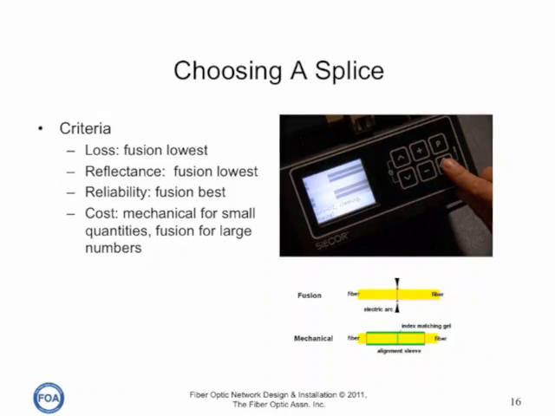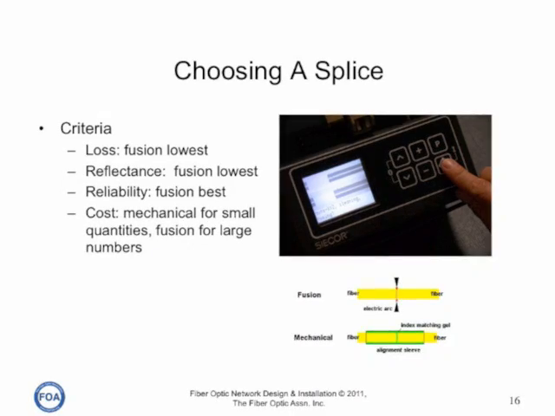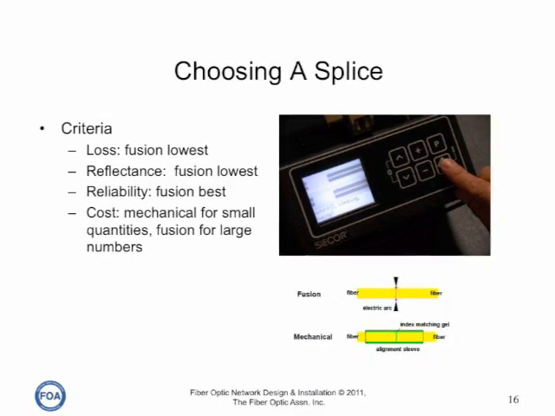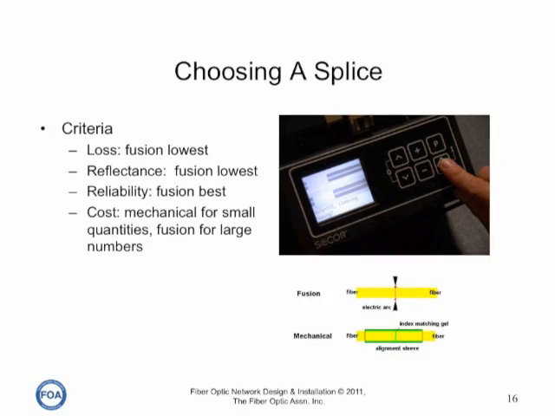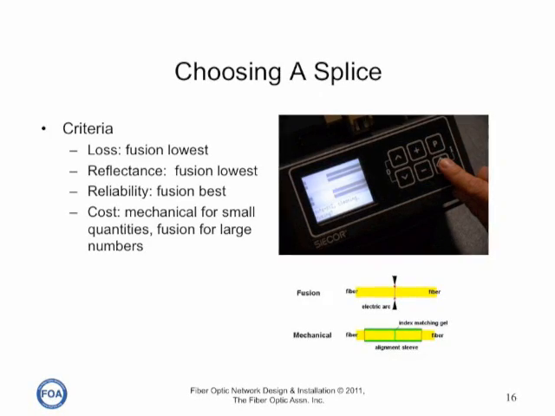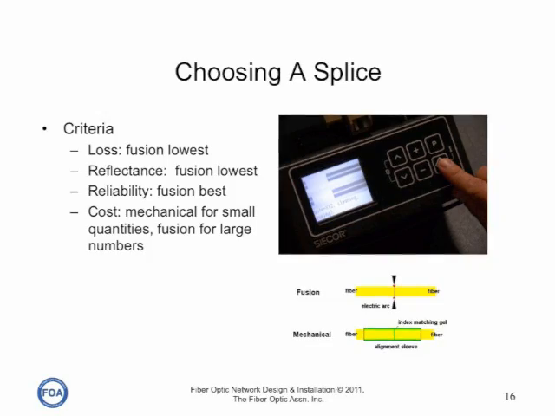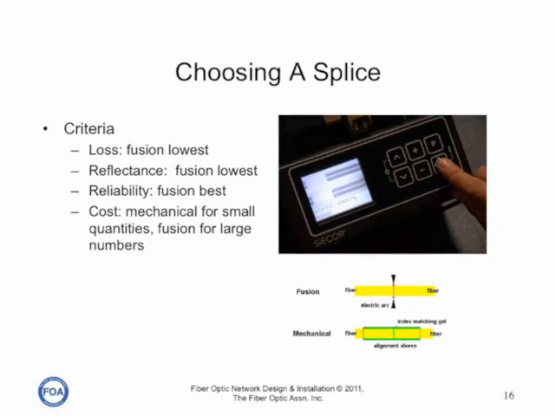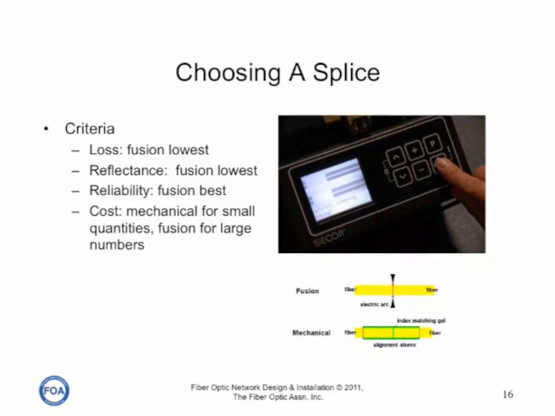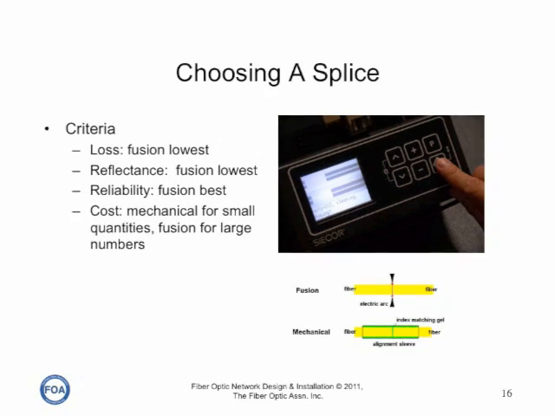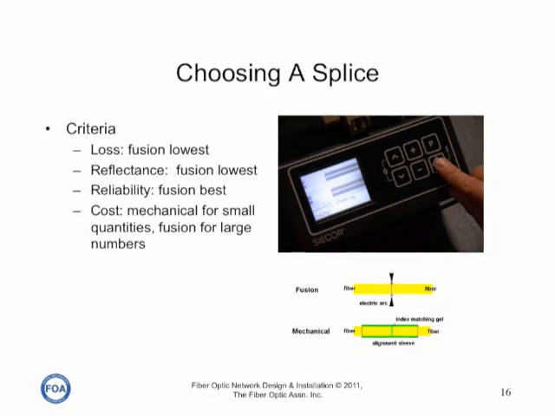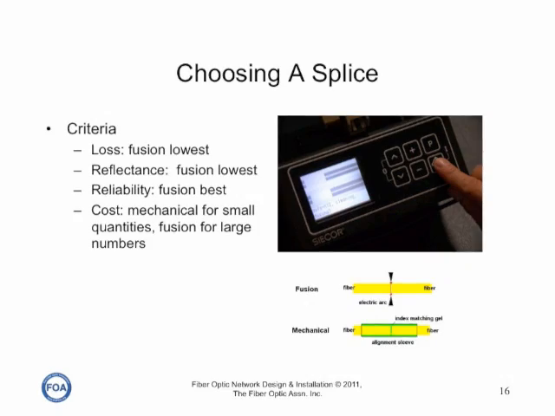When it comes to splicing, you generally choose the splice type according to how many you're going to make. If you're doing a large number of splices, a fusion splice will be the least expensive, and it will also give you the lowest loss and reflectance and the highest reliability. But if you're only doing a few connections, a mechanical splice will be less expensive.